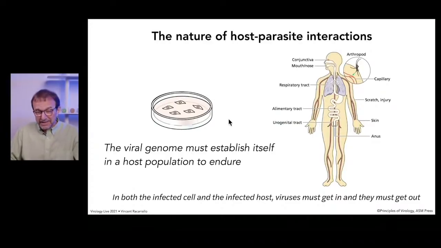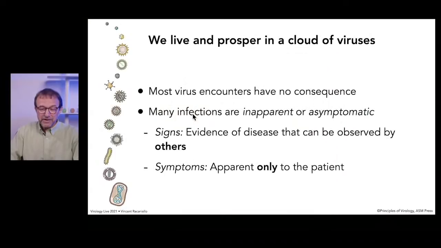Now, in cells in culture, getting out is not crucial, right? Because that's the end of the line for those viruses. But in a host, getting out and finding another host is crucial. And that's the nature of host-parasite interactions. The viral genome has to establish itself in a host population to endure. In the cells in the lab, it doesn't have to, because the investigator is always there to put them back in. But in nature, viruses need to find a new host. And of course, they're not finding anything. They are bumping into new hosts. And that's one of the reasons why virus reproduction makes very large numbers of progeny.